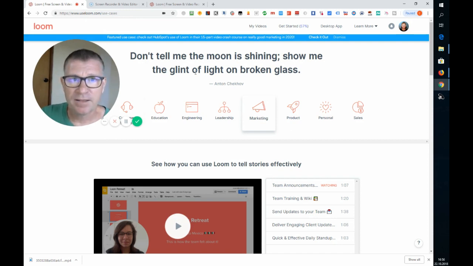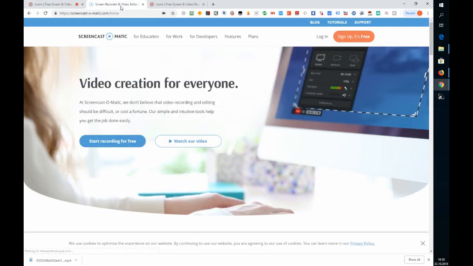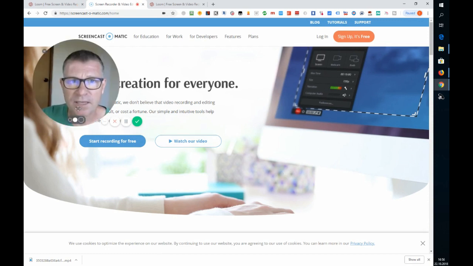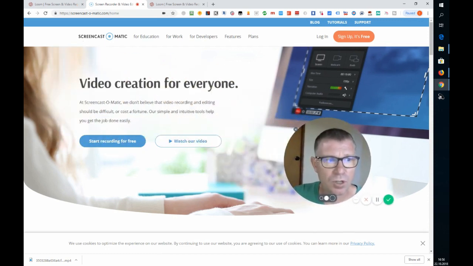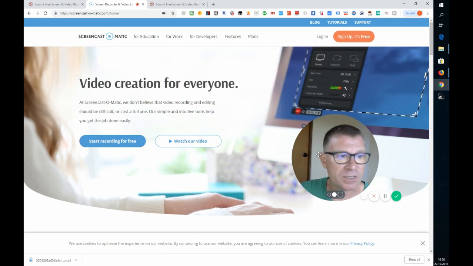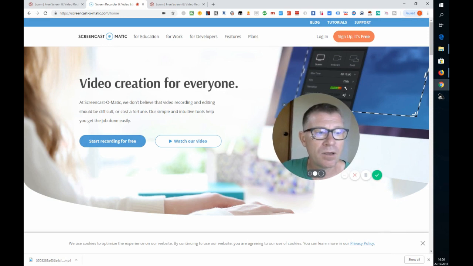I find it better than the free option at Screencast-O-Matic, which is very famous too. They've been there for several years. Though they have a limitation, which is they can only record 15 minutes in the free plan. And they also have a, what is it called? A watermark, which isn't the case with Loom.